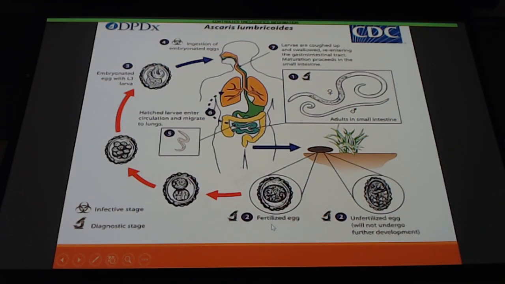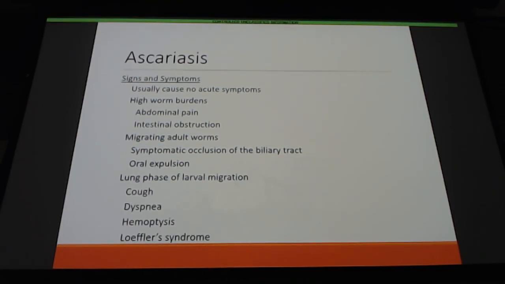All right, so if you look at the life cycle here, right, you get contaminated with the eggs, you eat it, it goes down, gets into your duodenum, they hatch, the little larvae go and break through your intestinal tract, go up to your lungs, and then from your lungs it goes back down. Okay, nice little circle. Circle of life, there you go.